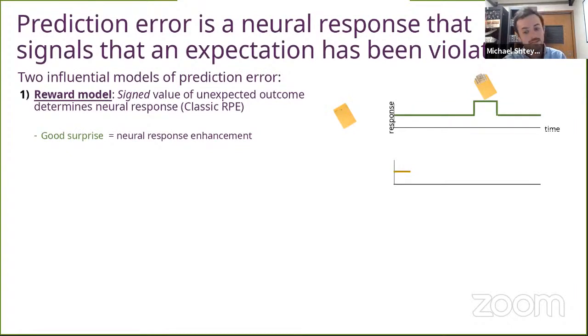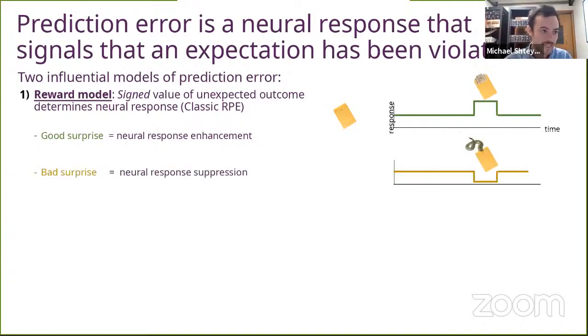However, say you're back at the sealed manila envelope, and your expectation is neutral again for what's going to be inside of it. Once you open it up, if you get a snake inside, that's a pretty bad surprise, because that puts your life in danger, or your boss is pulling a prank on you. The reward model would predict a neural response suppression that scales with the value of the surprise.